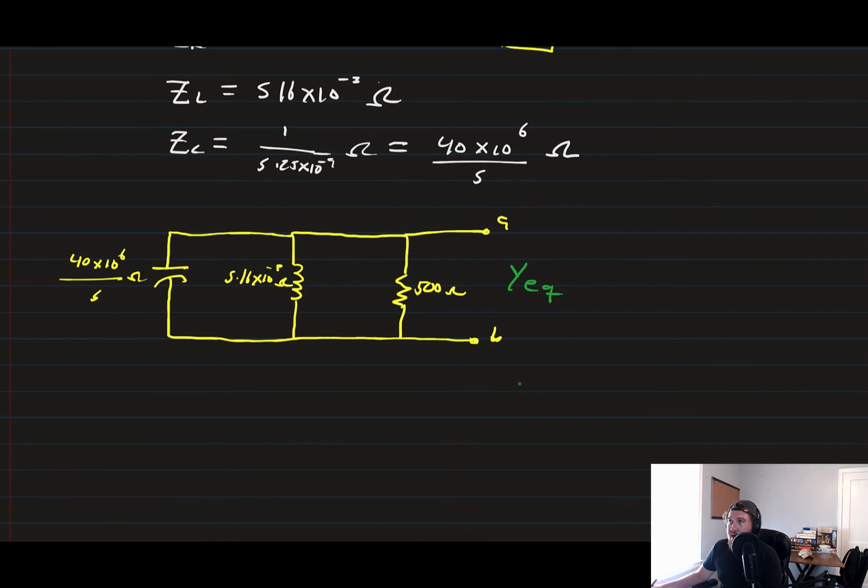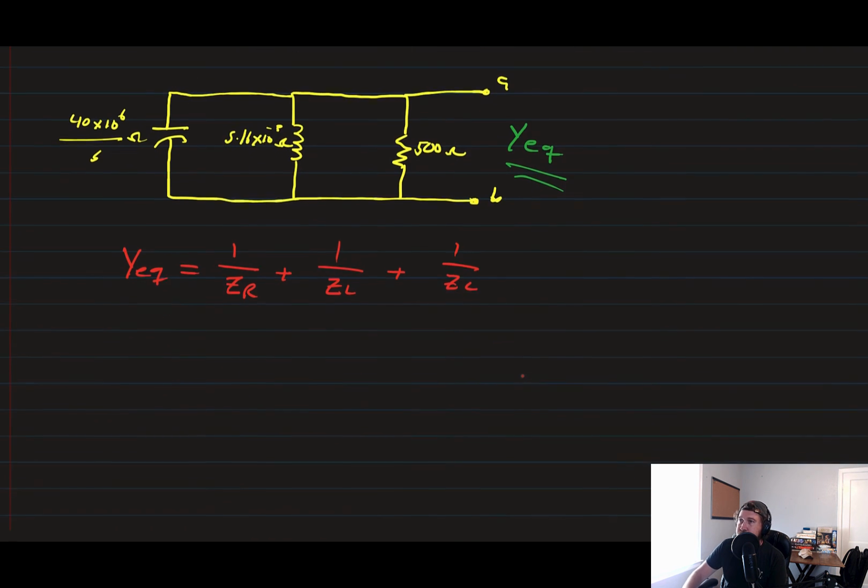Now, one of the reasons I think this example asks us to do admittance is because it's pretty easy to do admittances in parallel. In fact, it's easier to do that and then flip them over to series. Let's recall our equation here before we give it some values. Our YEQ is just going to be equal to the sum of the admittances, which is 1 over the impedances. So that'll be 1 over ZR plus 1 over ZL plus 1 over ZC.